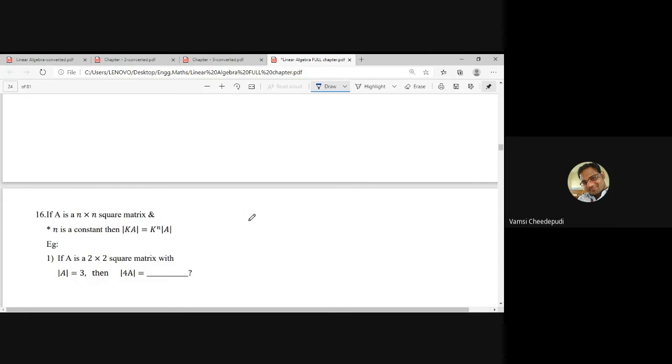And the last property in our determinant: when A is a square matrix of order n by n, then determinant of k into A is equal to k power n into det A. So I know that matrix A's determinant is 27. Let us suppose like this. You asked me, sir, A is a matrix of order 3 by 3, find out the determinant of 5 into A.